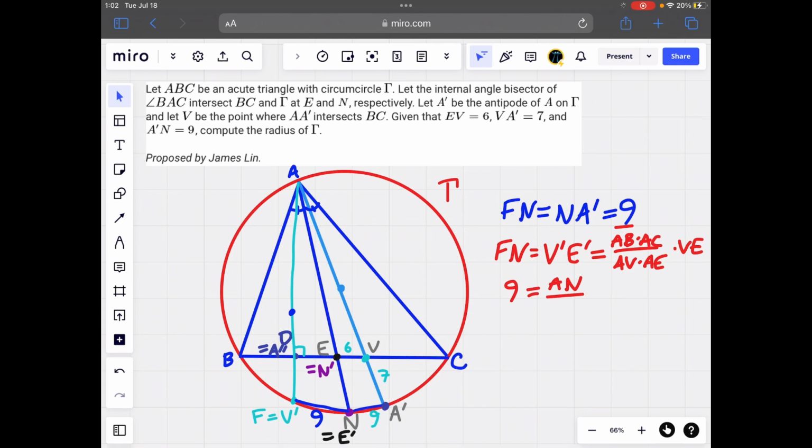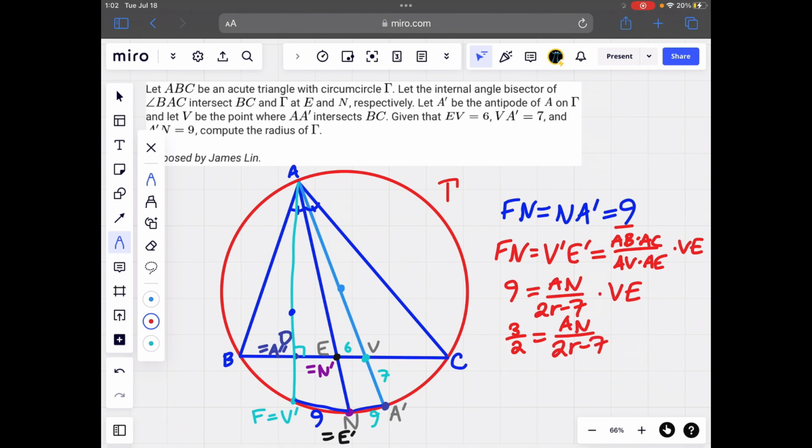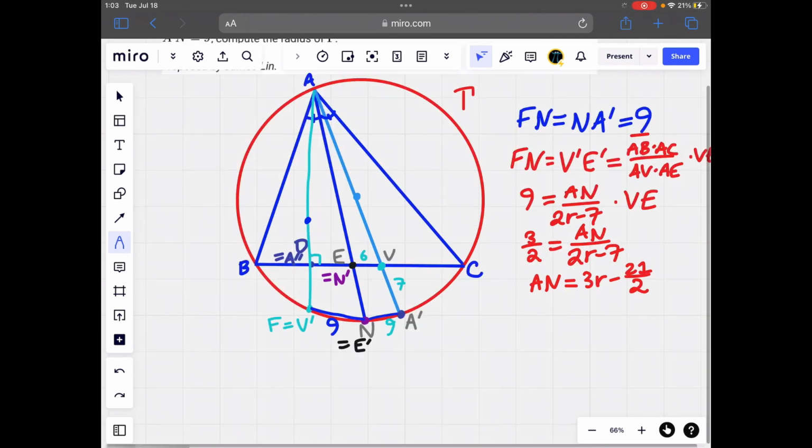AA' is 2R, AV is 2R minus 7. And that times VE, which is 6. So we have 9 over 6, which is 3 over 2, is AN over 2R minus 7. And so we have AN is 3R minus 21 over 2. So now we know what AN is, and we know that ANA' is a right angle because AA' is a diameter of T. So we can actually apply the Pythagorean theorem on triangle ANA'.